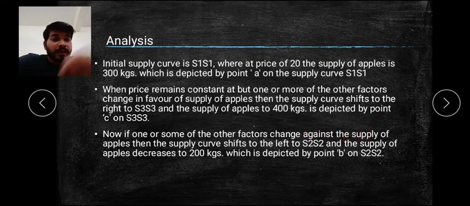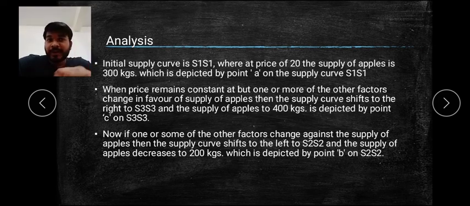So यहाँ पे क्या हो रहा है कि अगर it is going against the supply of apples, then the supply curve shifts to the left, that is S2. As I told you from the beginning, S1 से S2 चला जाएगा, and उस टाइम पे supply decrease हो जाएगा. It was 300, now it becomes 200. The price is the same. It is shown at point B on the S2 curve. This shows the decrease in supply, and it is called a decrease in supply. It moves towards your left-hand side.